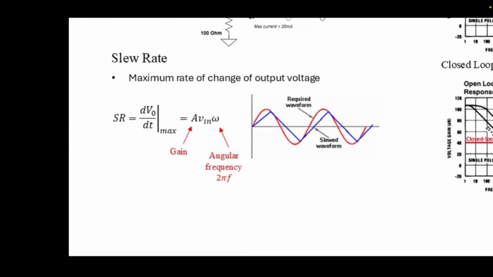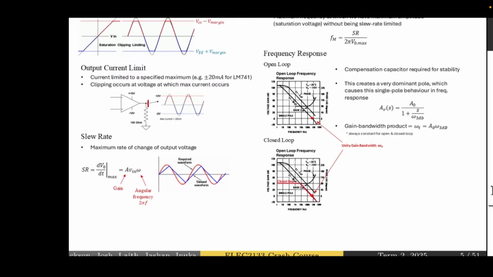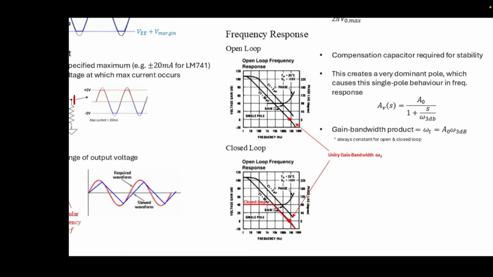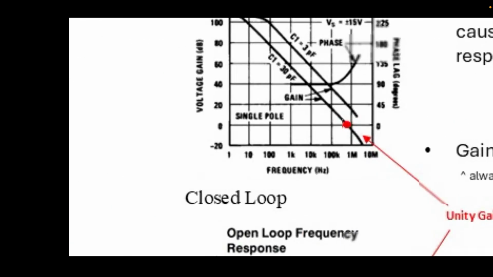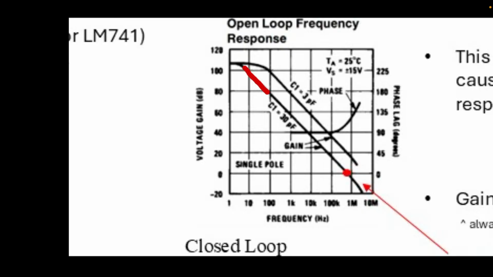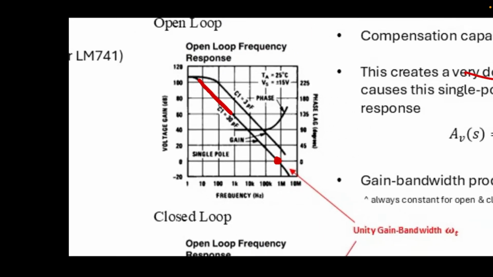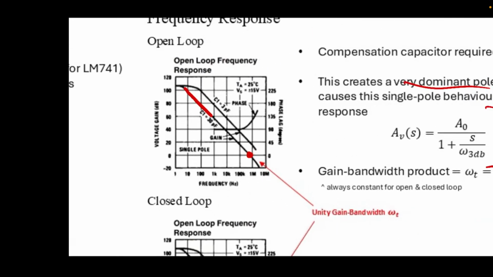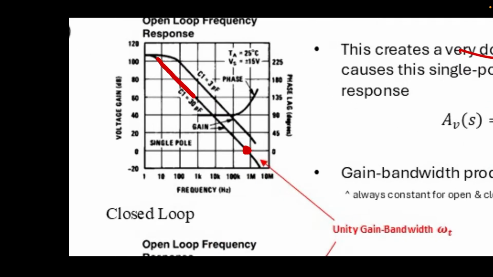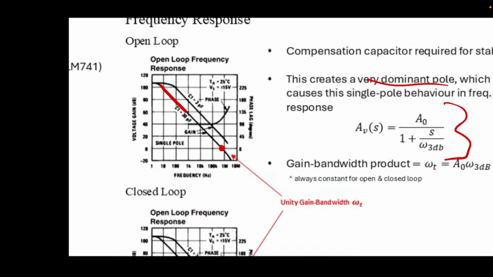Slew rate, again familiar from the labs, is just the maximum rate of change of the output voltage. And then frequency response, as we discussed earlier, we need to introduce a dominant pole into our op-amps, which causes this single pole transfer function behavior, which we see here. So what we can see is a steady minus 20 decibels per decade drop-off. And this point here, again familiar from your labs, is called the gain bandwidth product. So here, when we have a gain of 1 multiplied by our bandwidth, that defines our gain bandwidth product. But also, if you multiply the gain and the bandwidth at any point along this line, you should get the same value, because gain bandwidth product is constant.